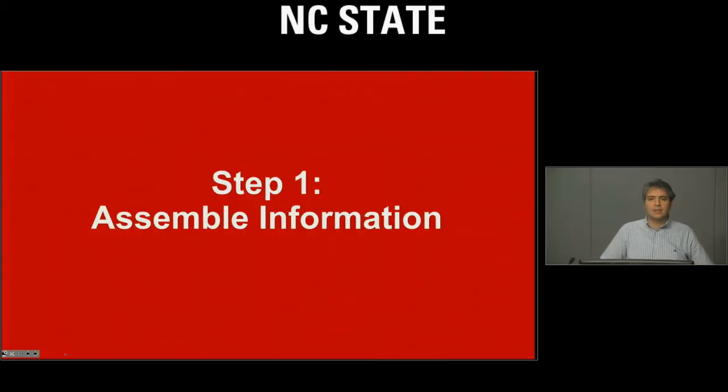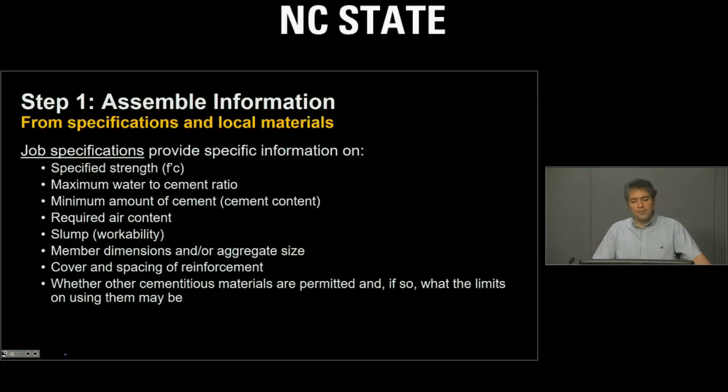All right, let's get started with step 1, assemble the information. A portion of this information comes from the specification and local materials. Now, job specification: whenever we want to do a mixture proportioning, we have to be aware of the job specification. And generally, job specification provides information such as the specified compressive strength, f'c. What is the maximum water-to-cement ratio?